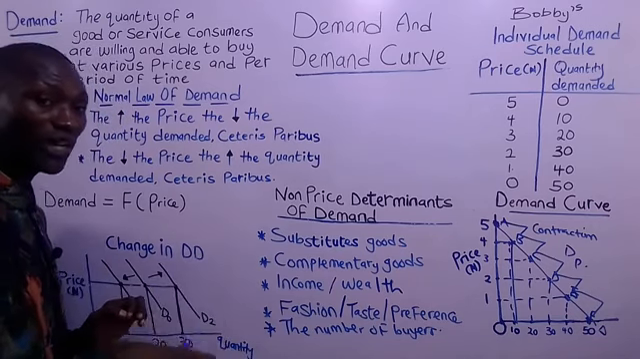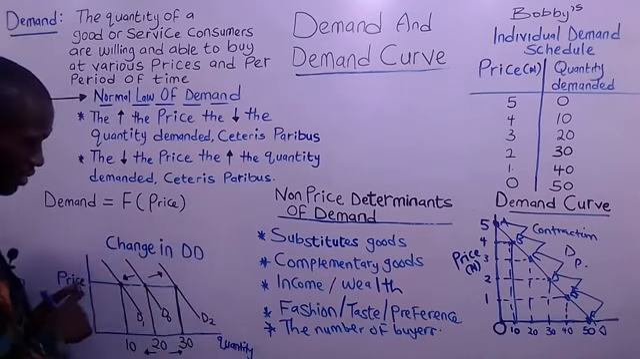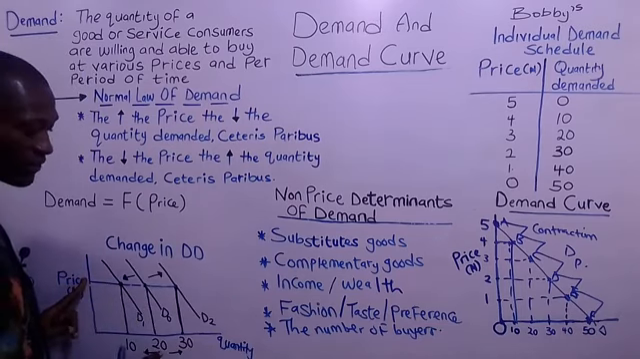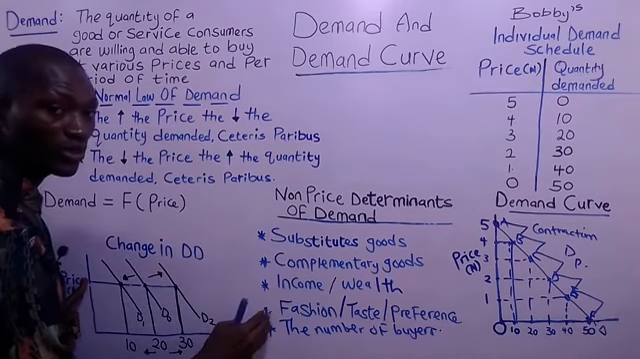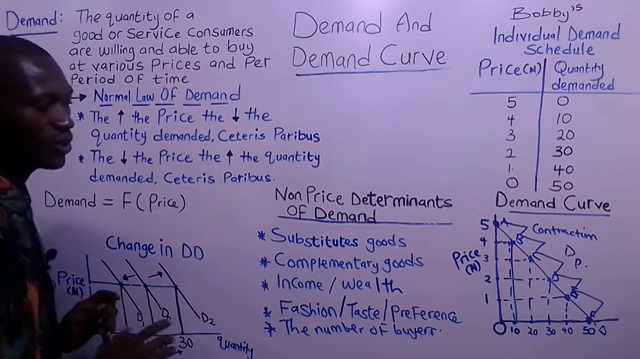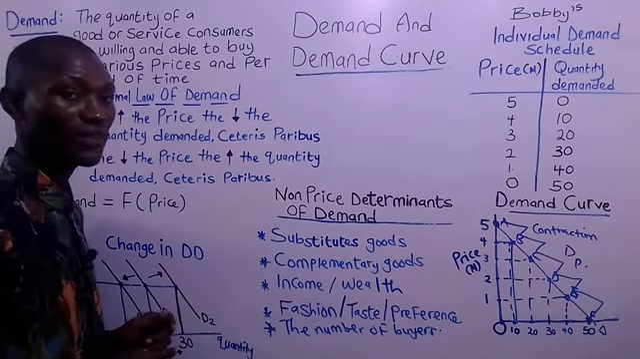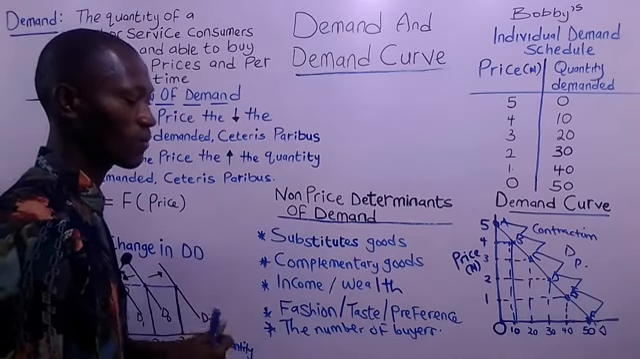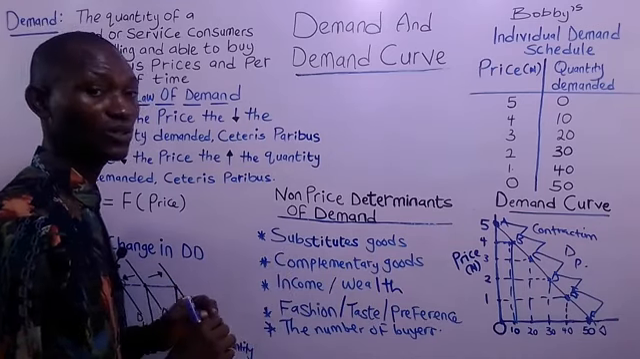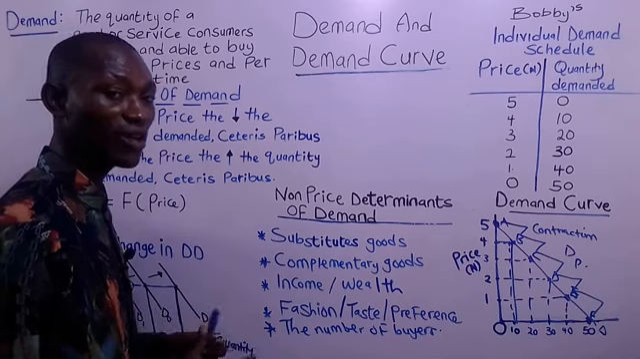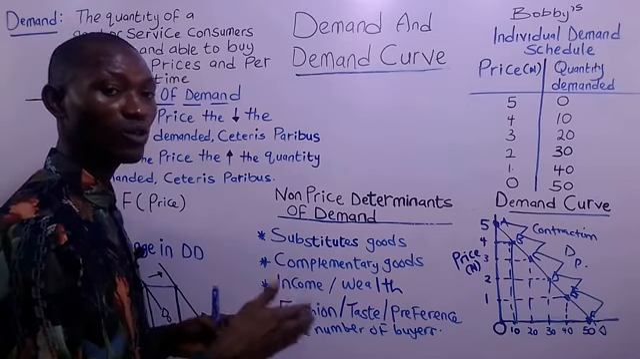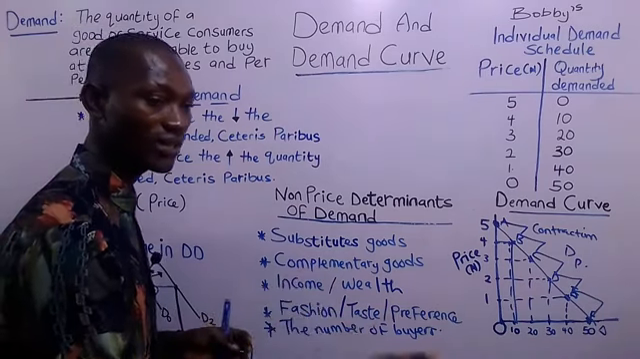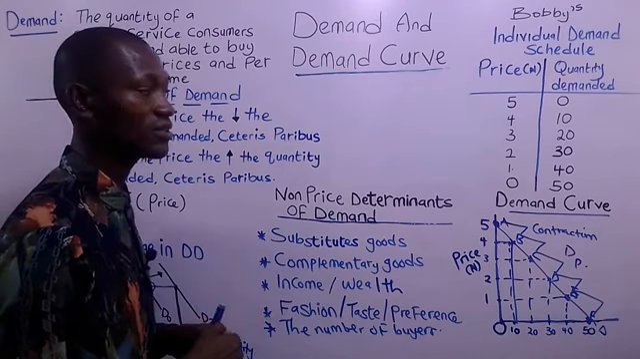That means the price of the commodity in question remains constant while the demand for that commodity increases or decreases. So let's get to explain each of these factors one after the other. Substitute goods. With respect to substitute goods, we want to take a look at how the change in the price of one substitute good will affect the demand for another substitute good.